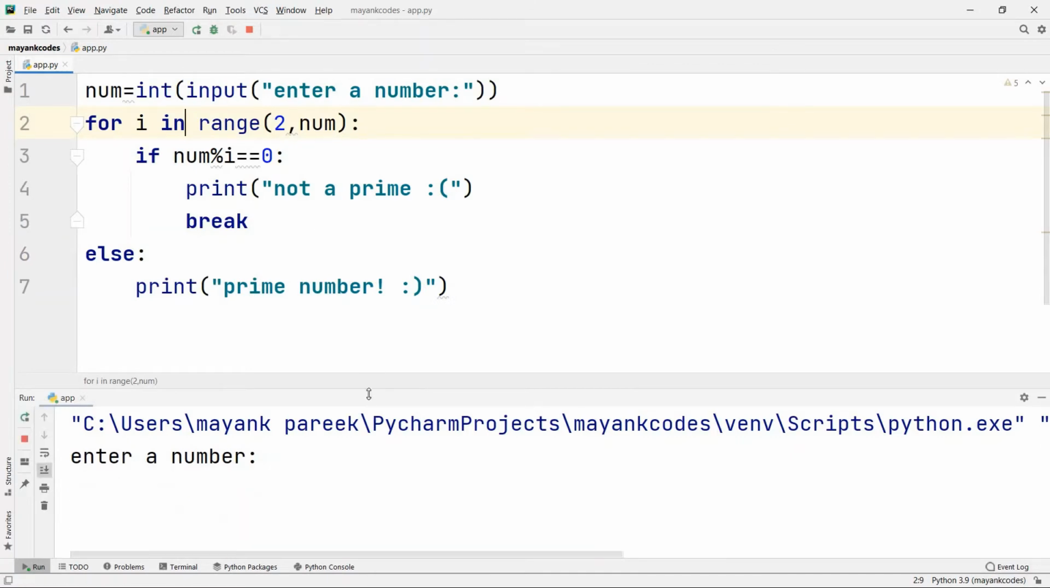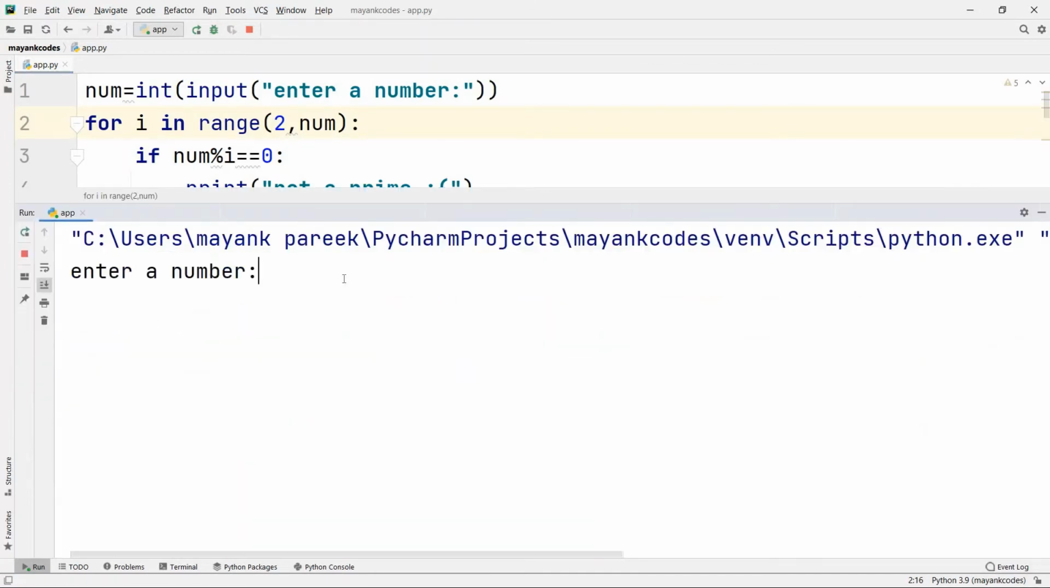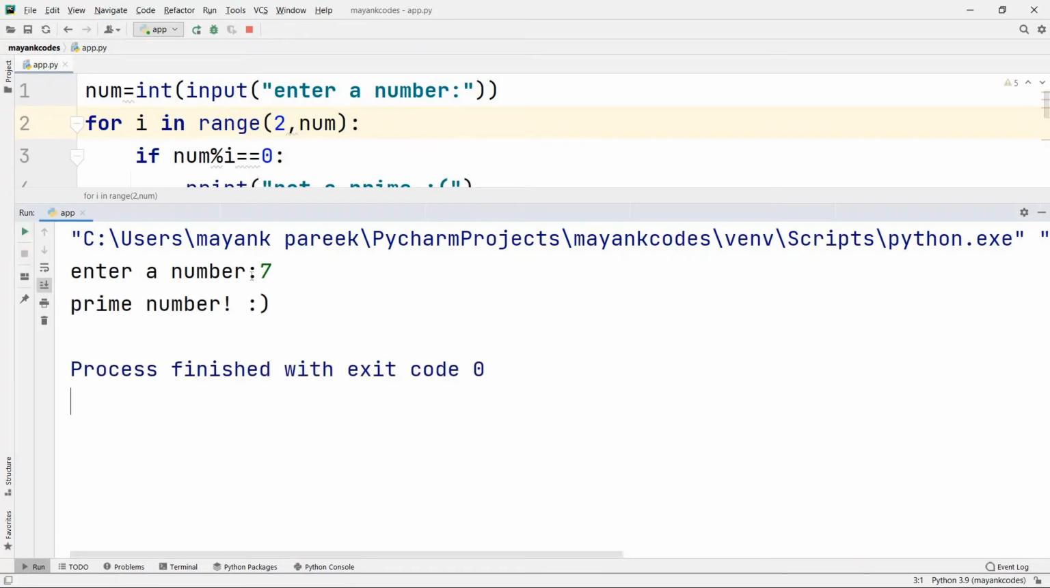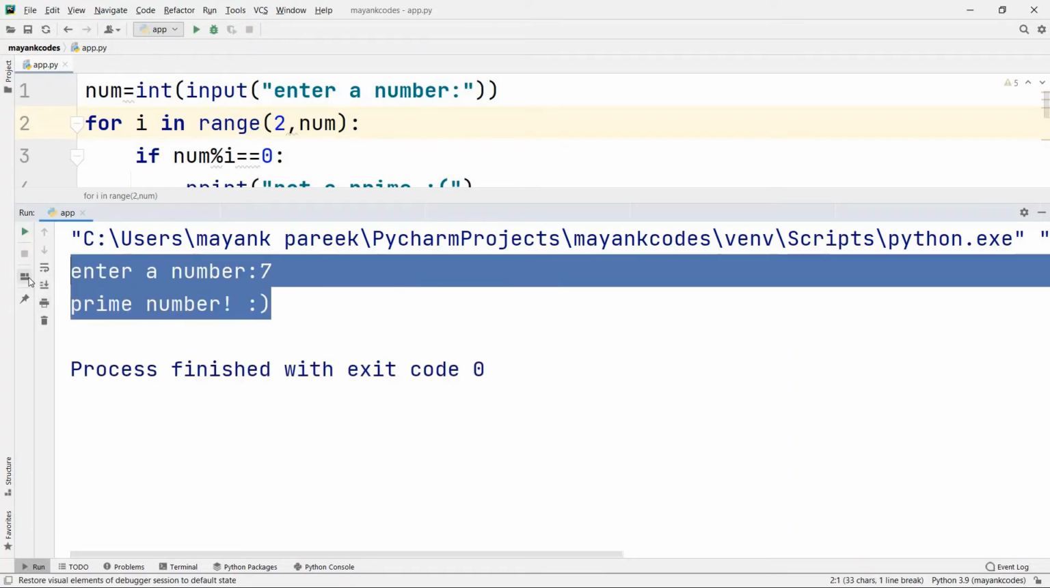Now let me just open this, and over here let me say 9. So 9 is not a prime and I'm getting not a prime. Let me check for 7 to clear this concept. Okay, a prime number, that's really great. So this is how I'm going to make a program to check whether a number is prime or not.